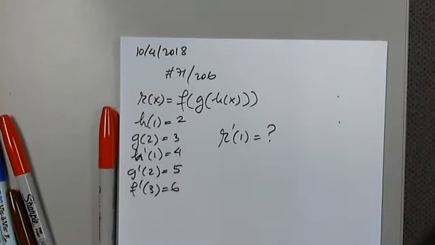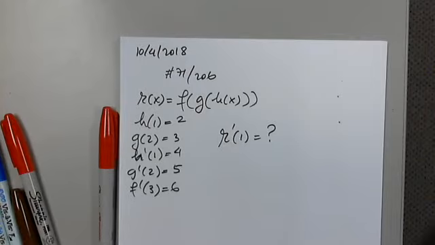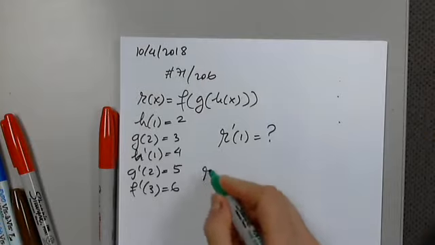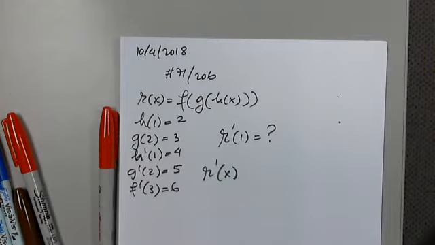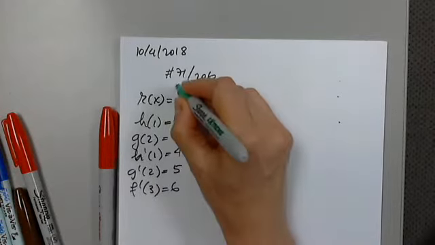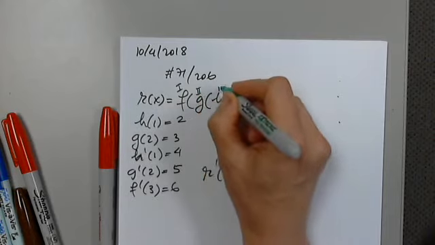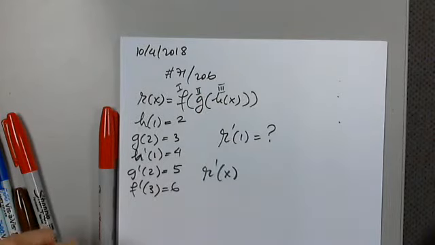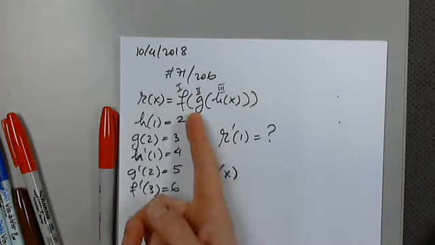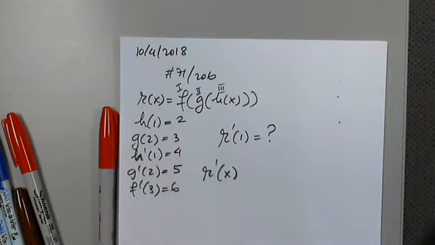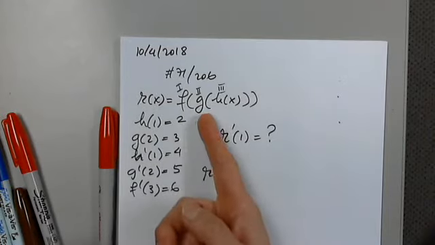So what do I have to find or determine first before I plug in 1? The overall structure. I have to find r prime of x. If I don't have the derivative, I don't have anywhere to plug in 1. So this is the first function, this is the second function, and this is the third function. This time we have an innermost, which is h of x. The next level up is g, and the outer function is f.